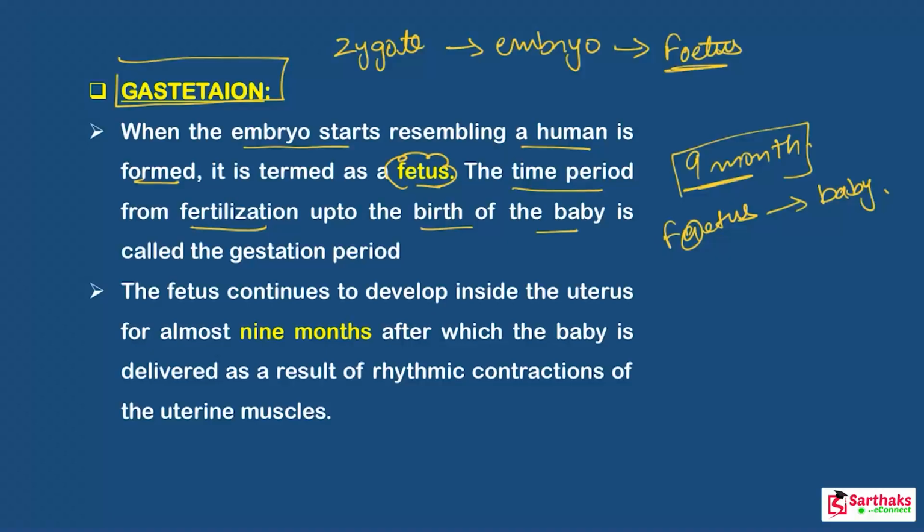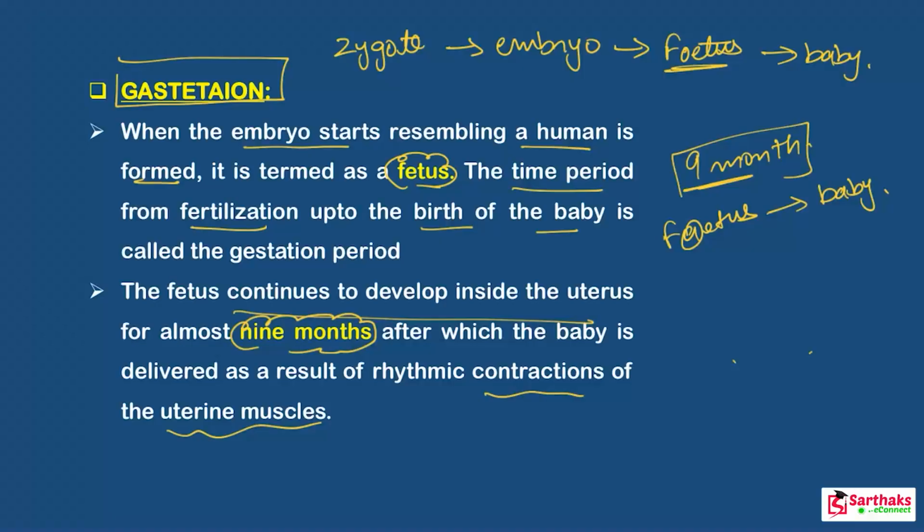So the fetus grows to become a baby. Now the fetus continues to develop inside the uterus for almost 9 months, as I told you, after which the baby is delivered by rhythmic contraction of uterine muscles. But the question is, how do these muscles contract? Do you know? Actually, there is a hormone.